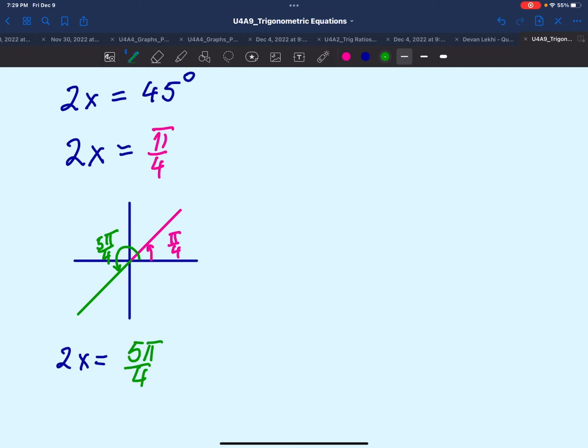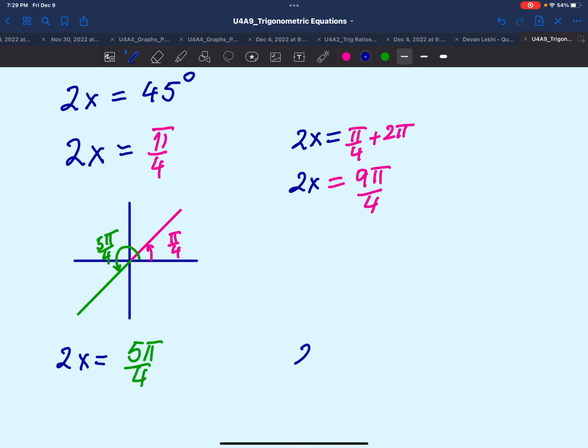Now, because the domain is 4 pi, it means that we can go around the circle here one more time. So another 2 pi radians. So we're going to hit the pi over 4 terminal arm, so this terminal arm one more time. Remember, we're simply adding a 2 pi. So we're going to say that angle 2x can also be pi over 4 and another 2 pi, which makes it 2 pi is 8 pi over 4, so 9 pi over 4. So there goes our third solution for x.